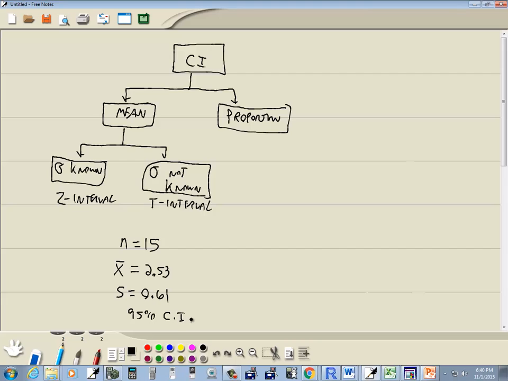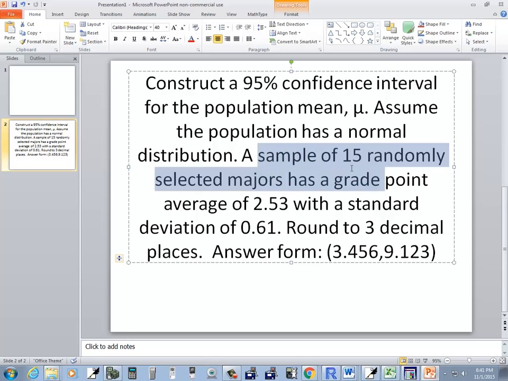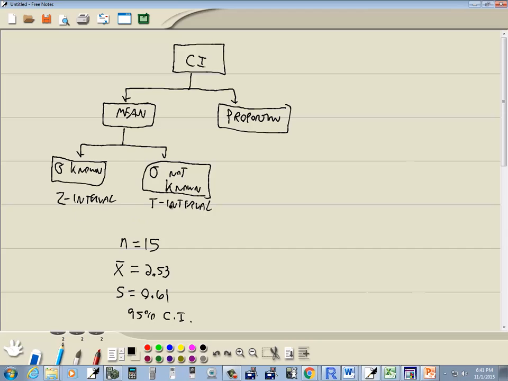Now let's talk for a minute about why that's S. It doesn't say sample standard deviation, but it's referring to the sample of 15. If it's referring to a sample, then it's S. Now, if at the very beginning it simply stated that standard deviation was 0.61 and didn't say anything about a sample, that would be sigma. Very important that you identify that correctly, because it'll determine which function you use. Okay, so this is going to be our t interval, since sigma is not known. So let's go plug this in.